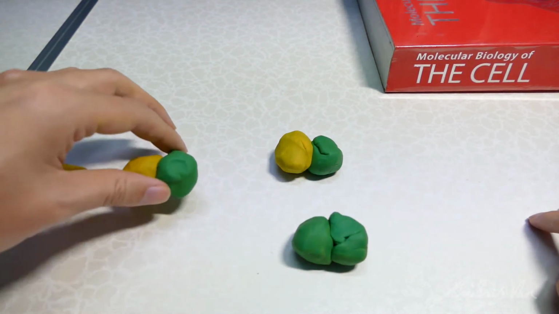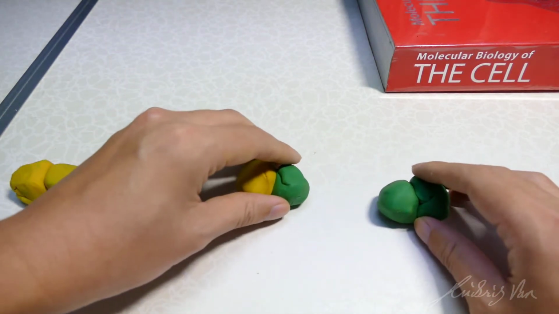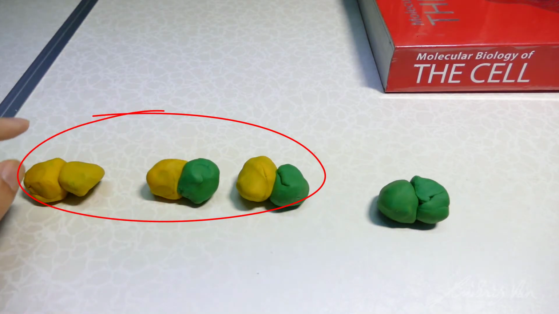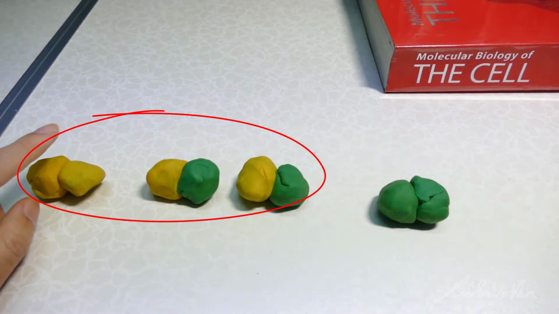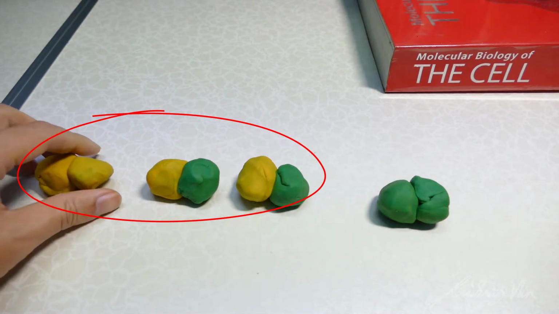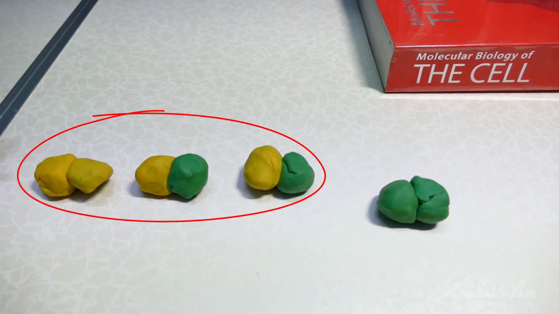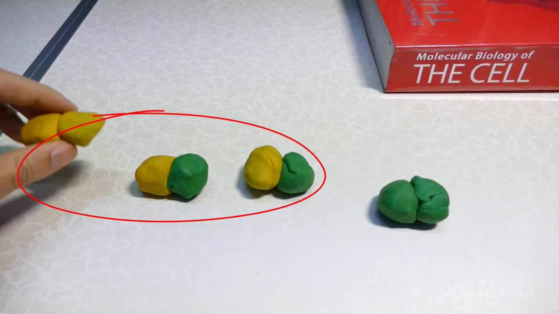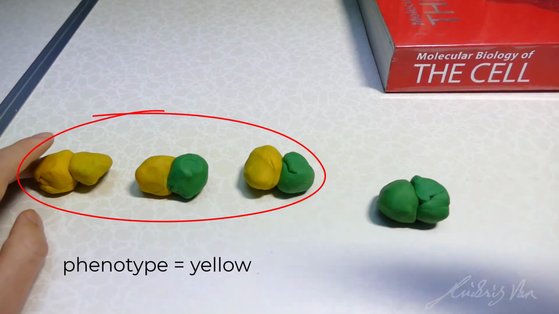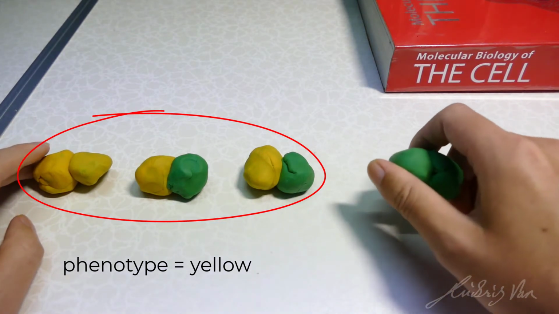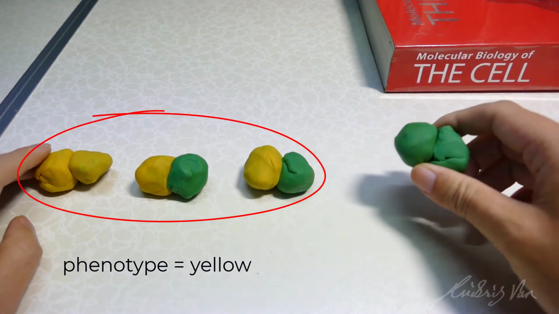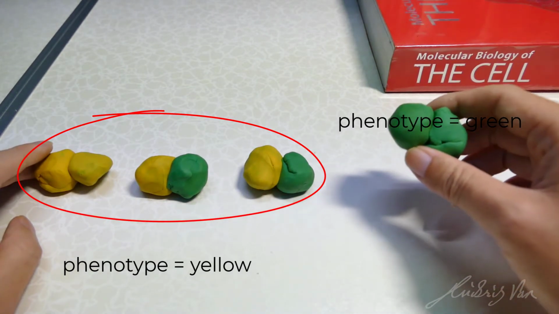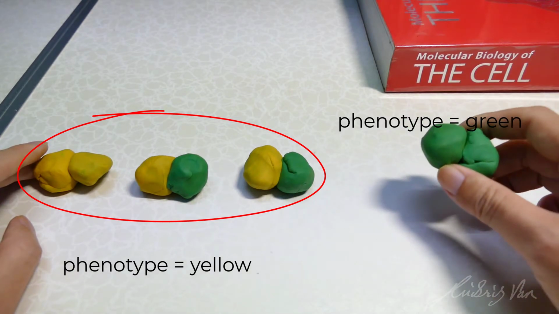So three of the offspring, or 3/4 of the offspring, will contain a copy of the dominant alleles. So 1, 2, 3, or 75% of the offspring will produce yellow color peas, while 25%, or 1/4, will produce the green color peas because it is a recessive phenotype.